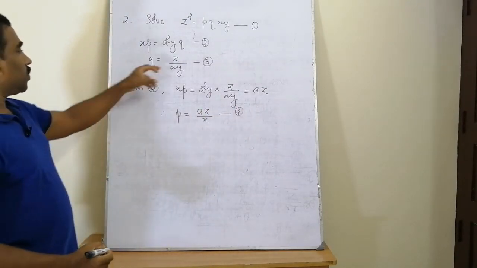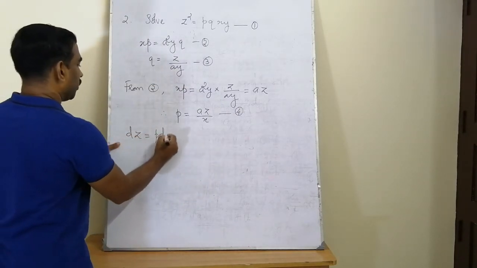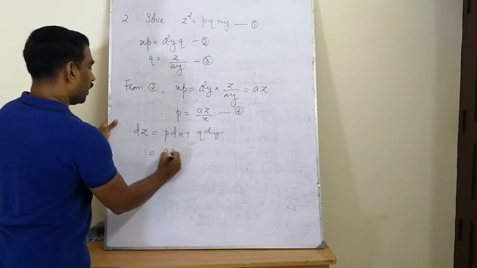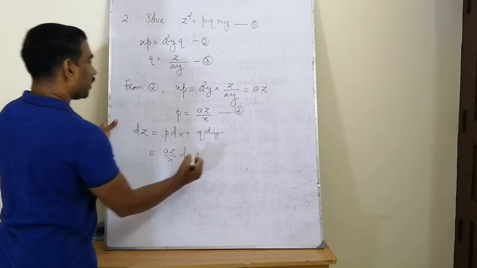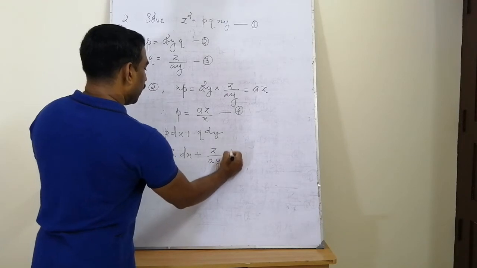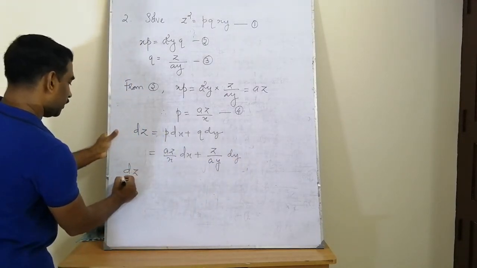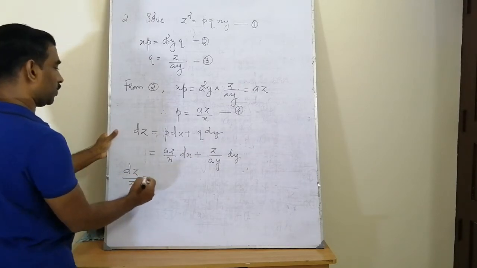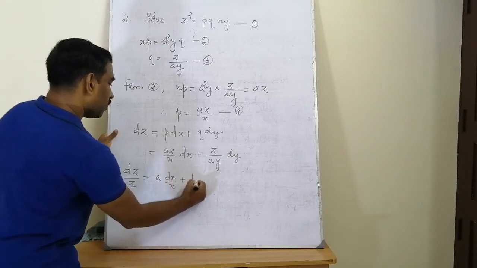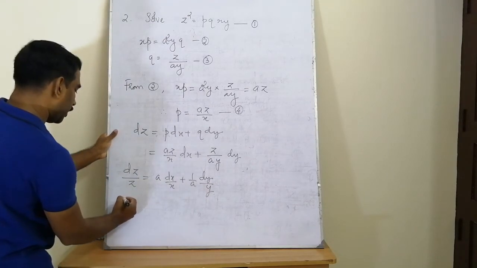Now using the values of p and q, we can find the differential of the solution. dz is equal to p dx plus q dy, equal to p, that is az by x dx, plus q is z by ay dy, and separating variables we get dz by z is equal to a into dx by x plus 1 by a into dy by y. So this is in direct integral format.